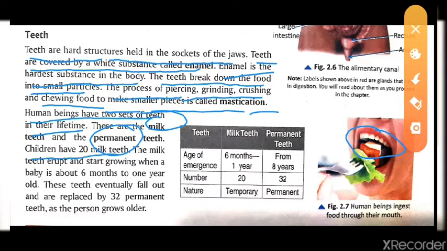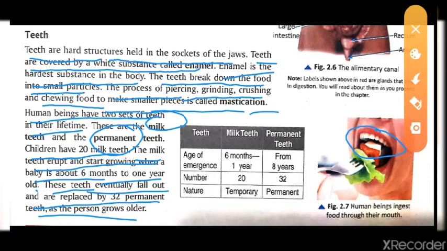Children have 20 milk teeth. The milk teeth erupt and start growing when a baby is about 6 months to 1 year. These teeth eventually fall out and are replaced by 32 permanent teeth as the person grows older. Everywhere you will see it written that we have 32 teeth. But generally, up to the age of 20, 22, 23, people have only 28 teeth, and it takes 1 or 2 years to grow a single tooth: 29, then 30, then 31, then 32.